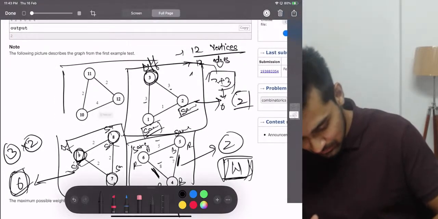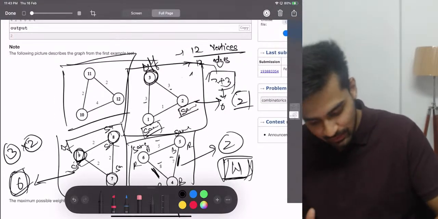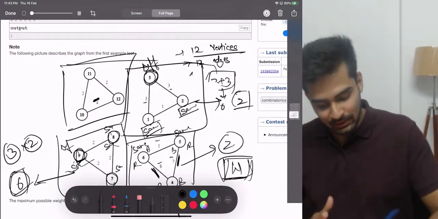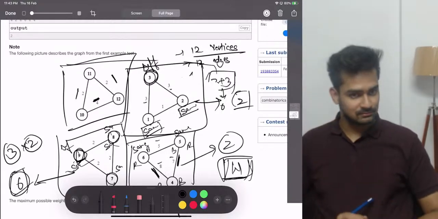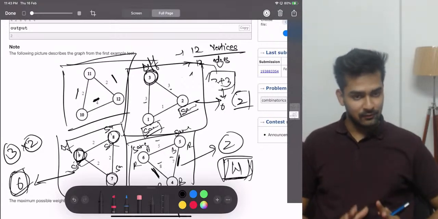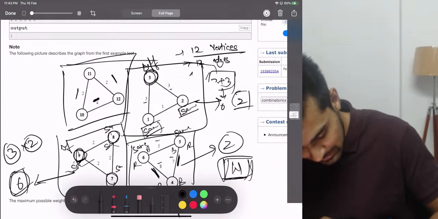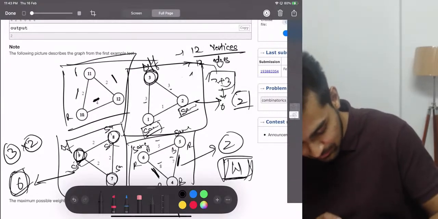Similarly, for this one, we have 2, 2 and 4, that means we have to take one edge with weight 4. Now we can either take this edge or this edge. And for this one, there will be 4 combinations. One will be, you make this 10 as red, then this will be blue and blue.